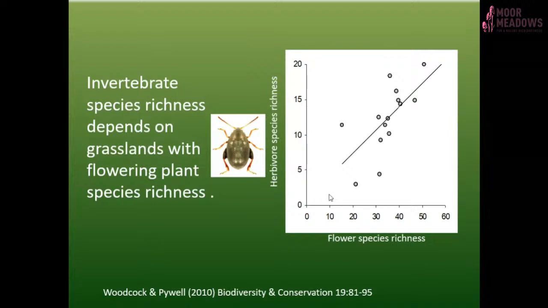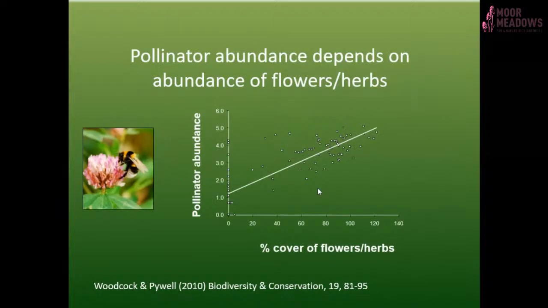And this is data which was provided by friends of mine, Ben Woodcock and Richard Pywell, from the Centre for Ecology and Hydrology, and it was published by them. Pollinator abundance, and again I show you a picture of a bumblebee on the left-hand side. So pollinator abundance relative to the availability of flowers and herbs within your grassland. Again, a very clear picture of an increasing relationship between pollinator abundance and increasing abundance. Percentage cover is a scientific term we use, but it basically is the abundance of flowers and herbs within our grassland.